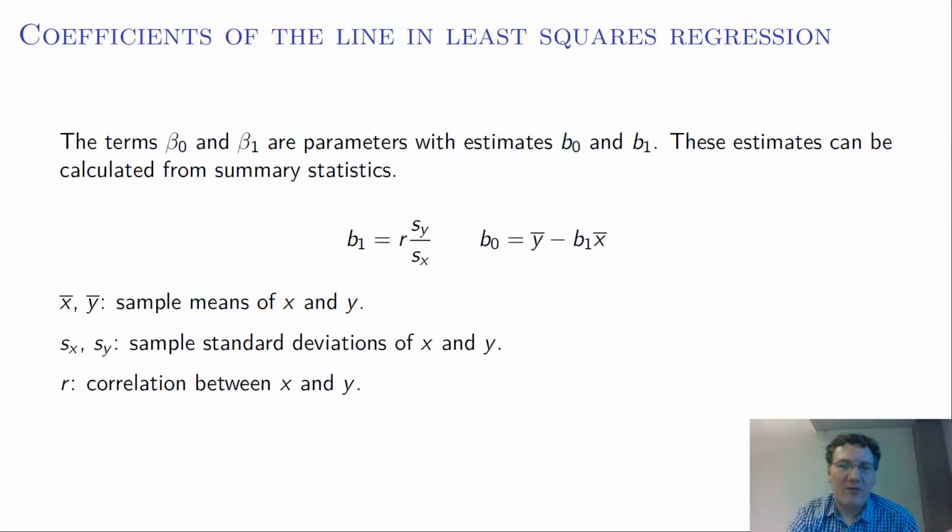Now, there are formulas to calculate these coefficients. We call them B0 and B1. They can be calculated based on the correlation between x and y variables and their standard deviations and the sample means. These are the formulas for it, which we're going to look at using in the lab, but also there's a function in R that will just do the linear regression and give you the coefficients, this B0 and the B1.